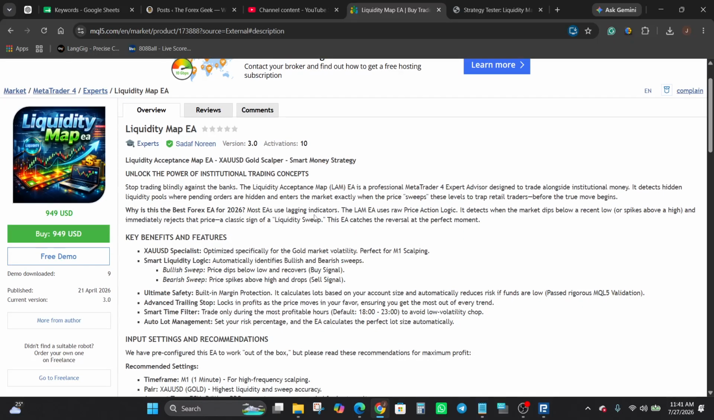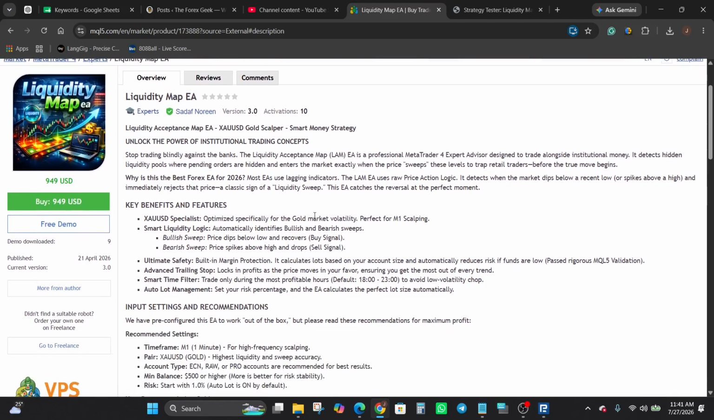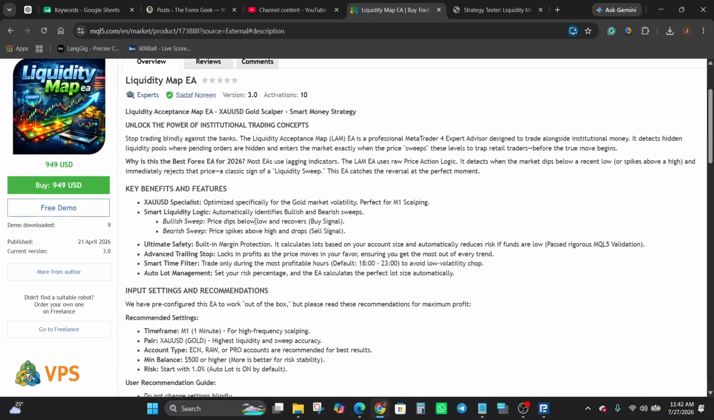Now, according to the description, the core idea here is detecting liquidity sweeps, moments where price dips just below a recent low or spikes just above a recent high and then quickly reverses, which the page frames as institutional stop hunts before the real move begins. A bullish sweep is described as price dipping below a low and recovering, triggering a buy signal, while a bearish sweep is the mirror image on the sell side.